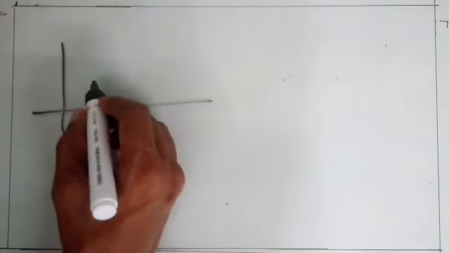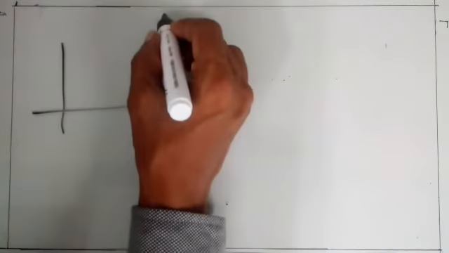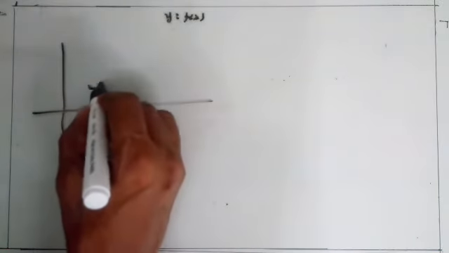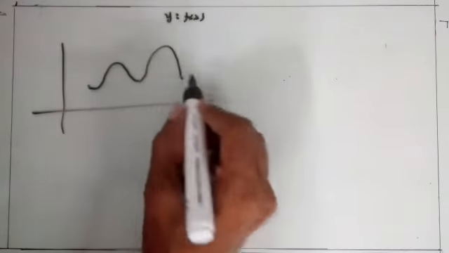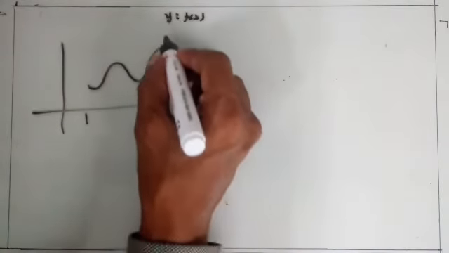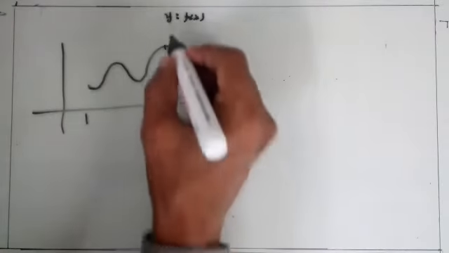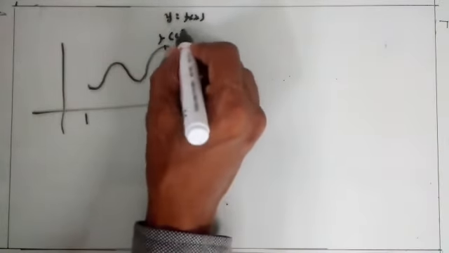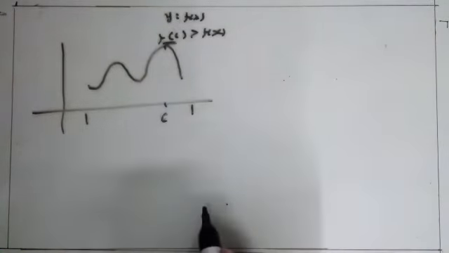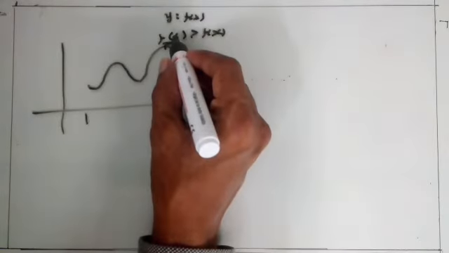By graph, here we discuss maximum and minimum value. If a function y is equal to f(x) has this type of graph, then in interval I, here we get a point C in I such that f(c) is greater than f(x), then this value f(c) is called maximum value of f at C, and f(c) is said to be maxima.